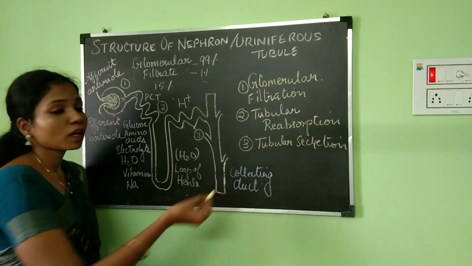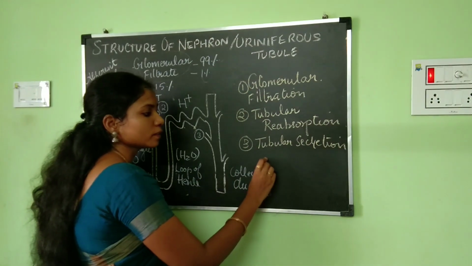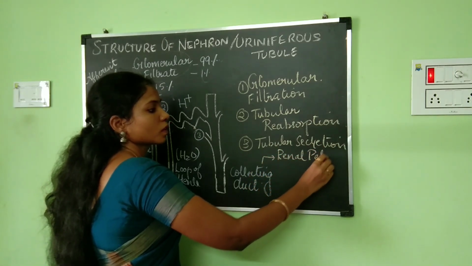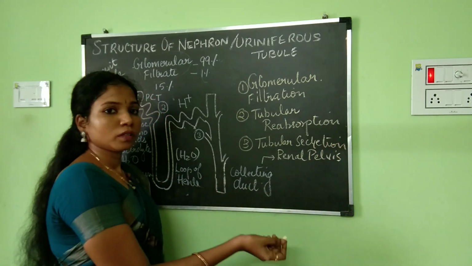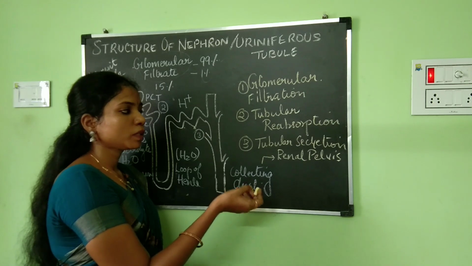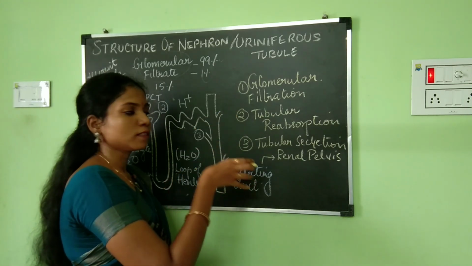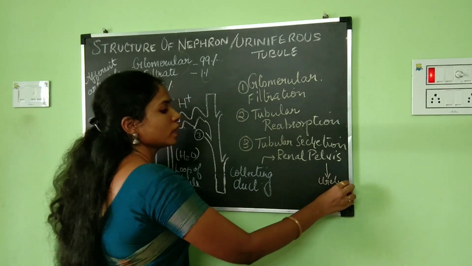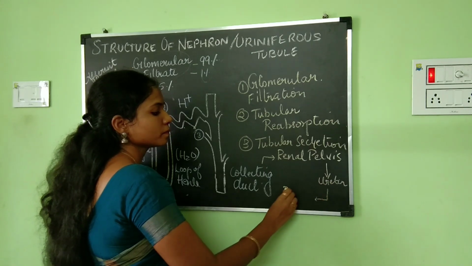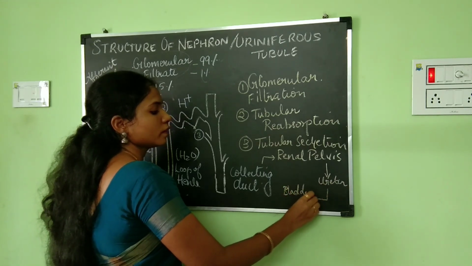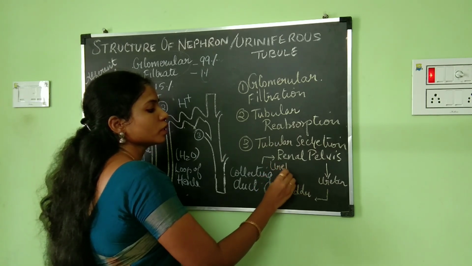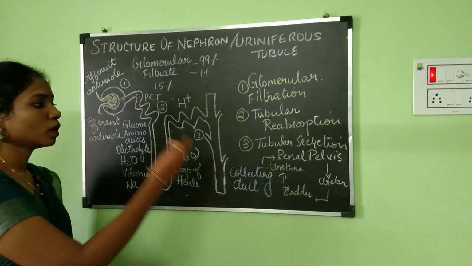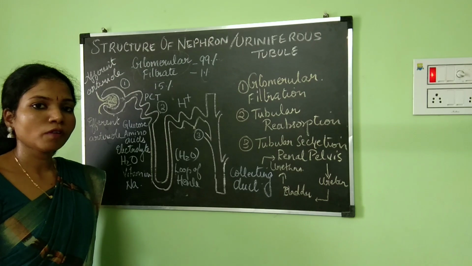Alright, so from the collecting duct, where is the urine going to go? From the collecting duct, it will go to the renal pelvis. So I hope you all remember what is renal pelvis. Renal pelvis is nothing but the upper enlarged part of the ureter. Then from the renal pelvis it will go into the ureter. Then from the ureter into the bladder. Then from the bladder through the urethra, the urine is going to get expelled out of the body. So this is about the structure of nephron and the process of formation of urine.